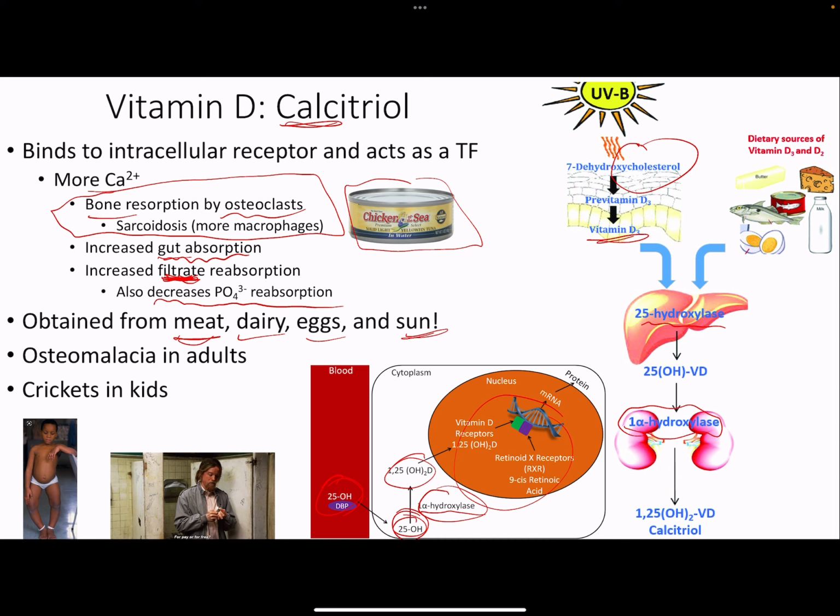Any case, so what happens if I have a vitamin D deficiency? I don't have enough calcium. If I don't have enough calcium, I'm not going to have proper bone development. So rickets in kids, and you can see these bow legs are going to be a common clinical presentation. And then osteomalacia, which is just kind of like bad bones in adults.